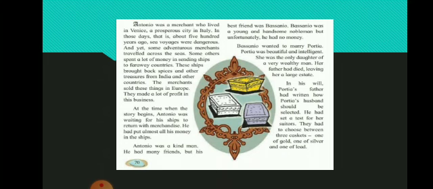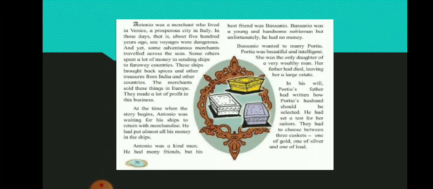So here Bassanio was a young and handsome nobleman, but unfortunately he had no money, means he was a poor guy. Okay, unfortunately means due to some bad luck, or we can say sadly, he had no money. He was young, he was handsome. Okay, but he had no money, he was a poor guy.